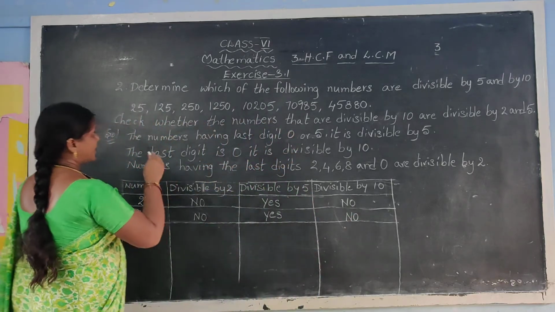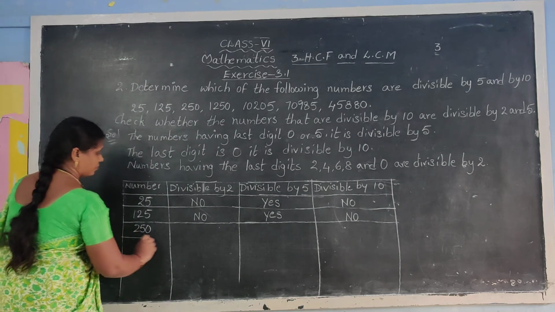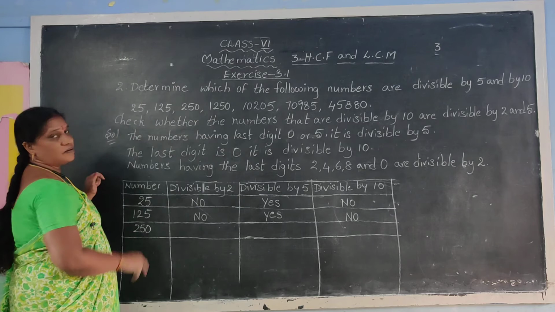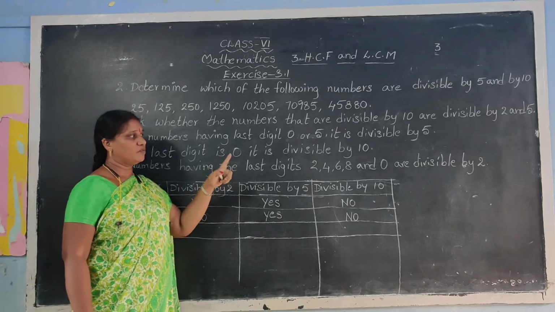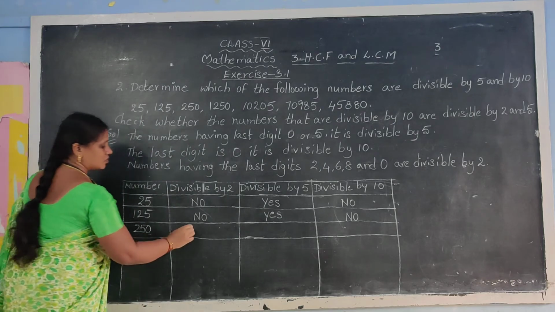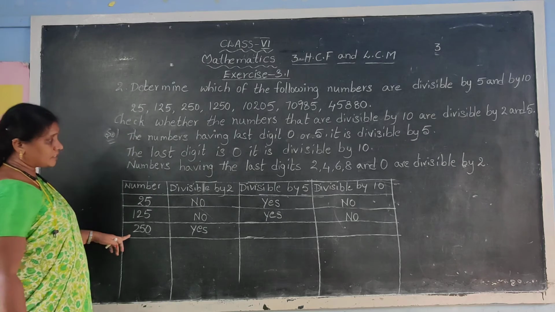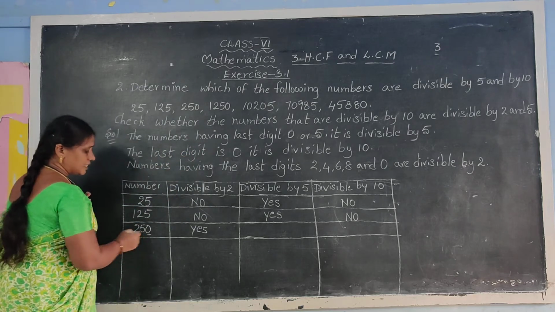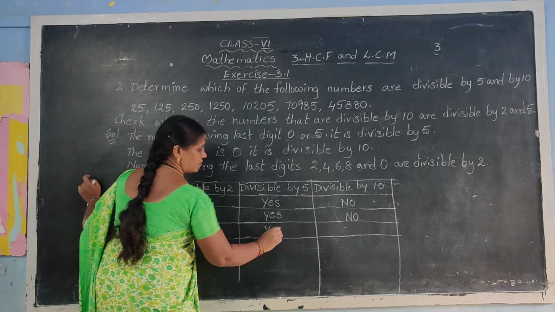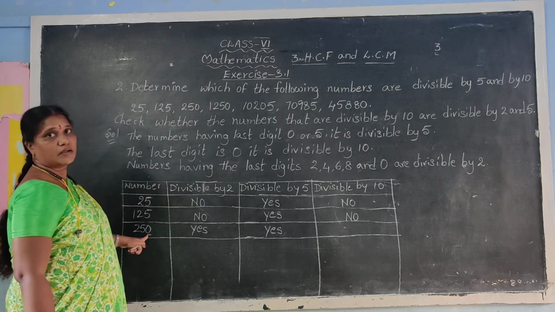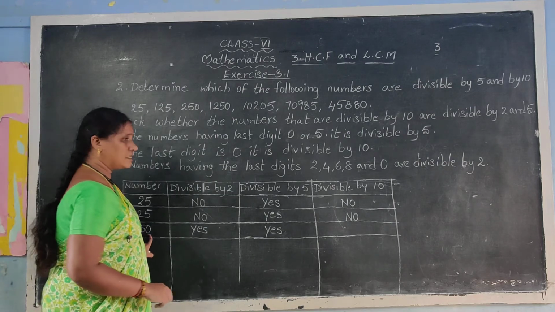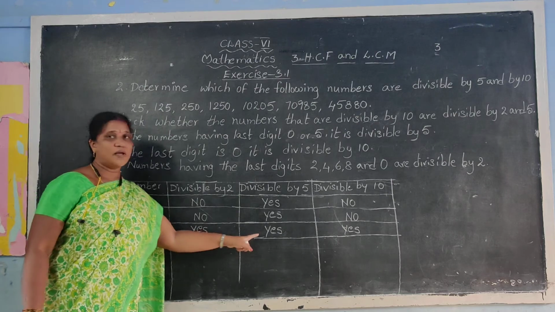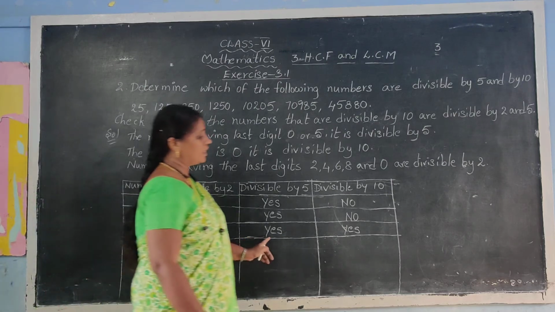Next number is 250. First rule, divisible by 2: numbers having the last digit 2, 4, 6, 8, 0. Here the last digit is 0, so it is divisible by 2. Next, rule 5: numbers having the last digit 0 or 5 are divisible by 5. The last digit is 0, so it is divisible by 5. Next, rule 10: always last digit 0. So 250 is also divisible by 10. This number is divisible by 2 and by 5, so it is also divisible by 10.